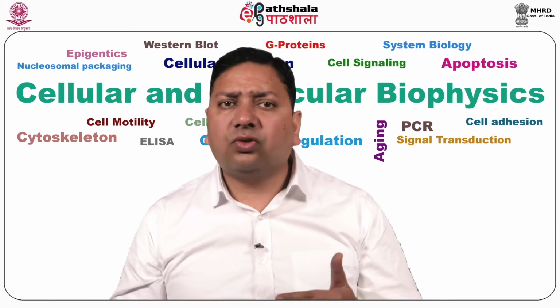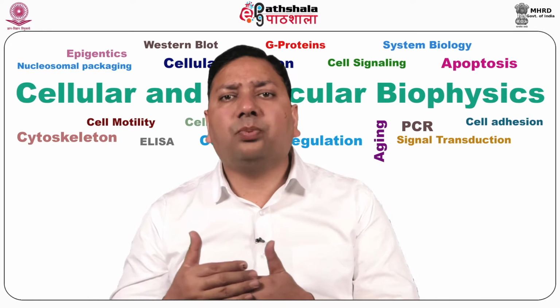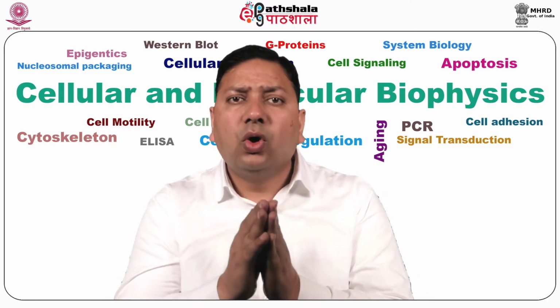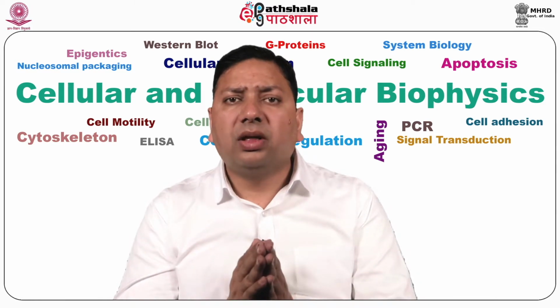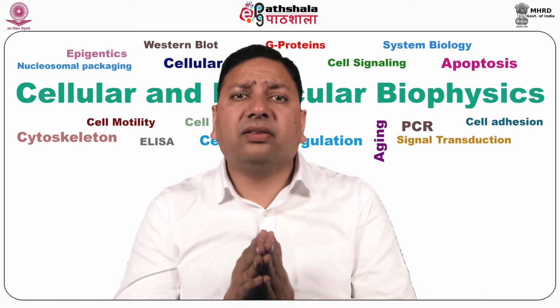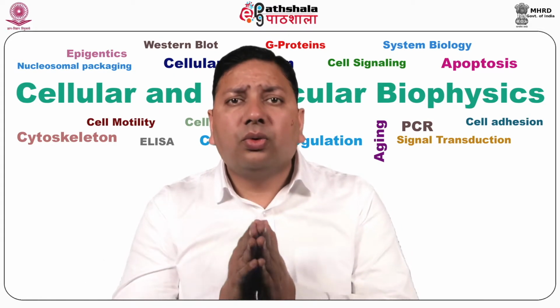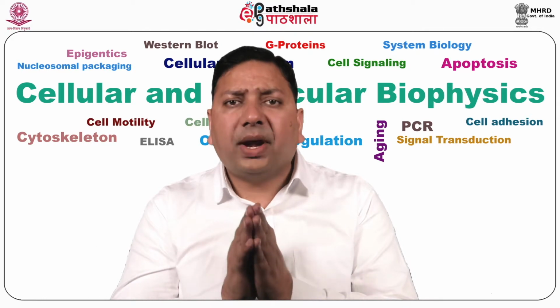The linker histone H1 wraps another 20 base pairs, resulting in 2 full turns around an octamer, and this structure is called a chromatosome.